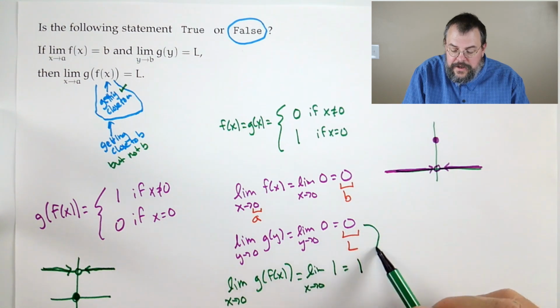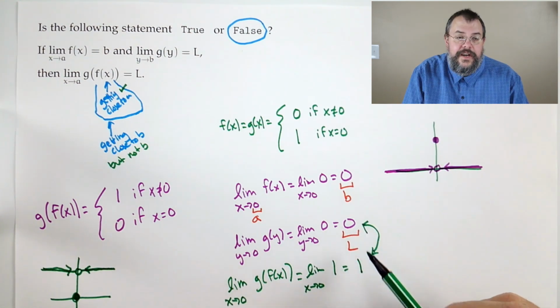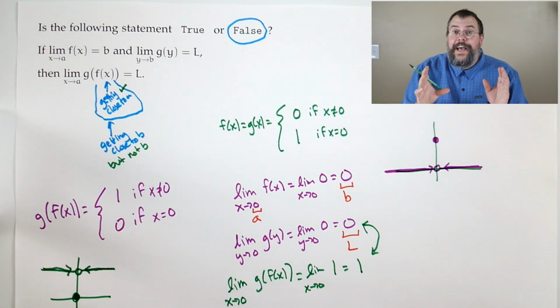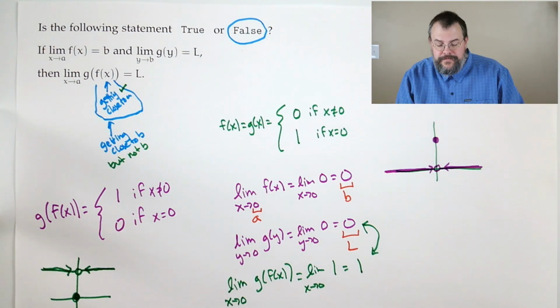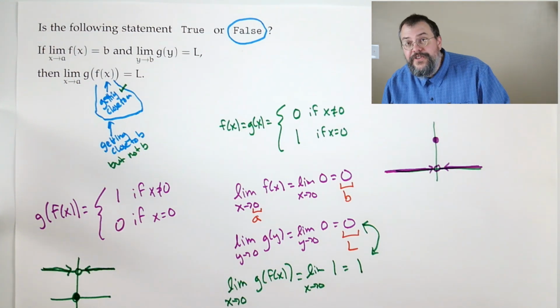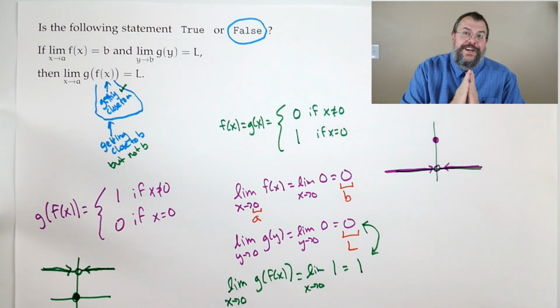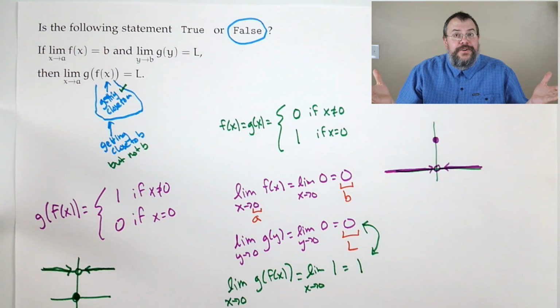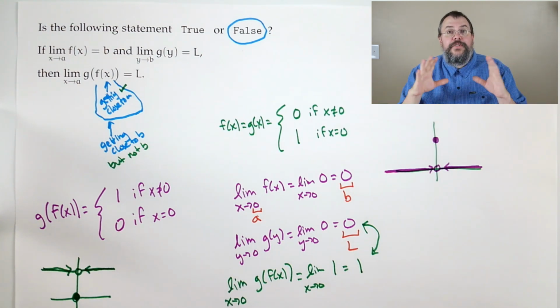And now it turns out that 1 and 0 are not the same. True story. 1 and 0 are actually different numbers. And so this is a false statement. So you've got to be really careful here. Now, you might want to ask the question, is it ever true? And in fact, there's a beautiful idea.